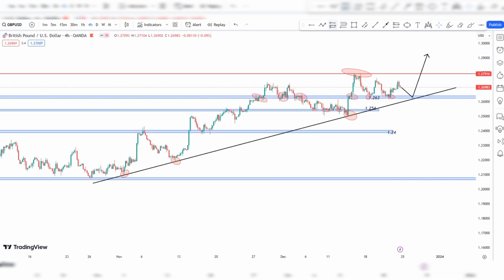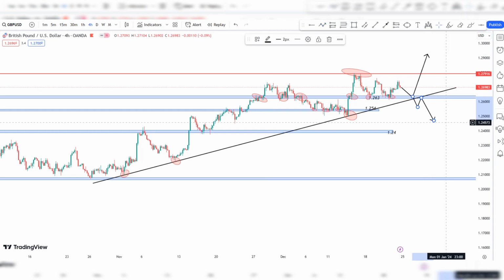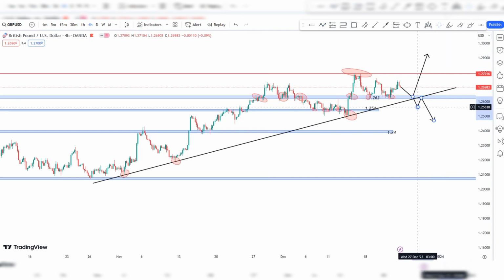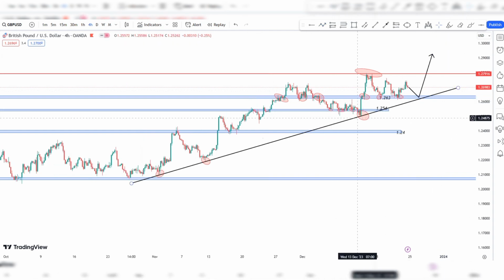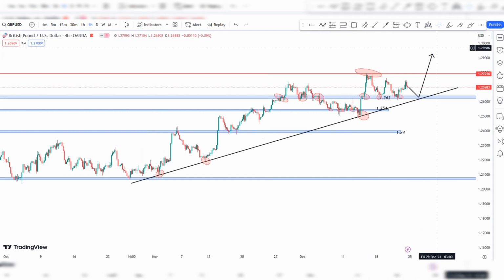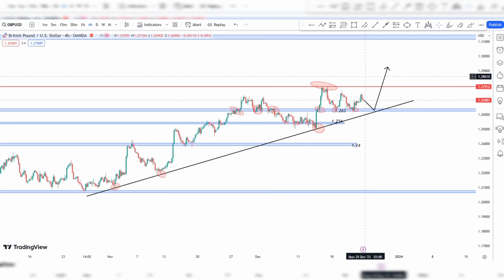But if price does get down here and then breaks it, retest, you can also look for a sell trade as well. That's possible. But given the current trend of the market, I would expect price to bounce to the upside for GBPUSD.